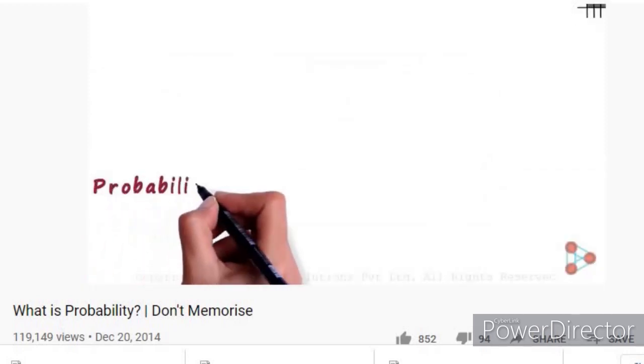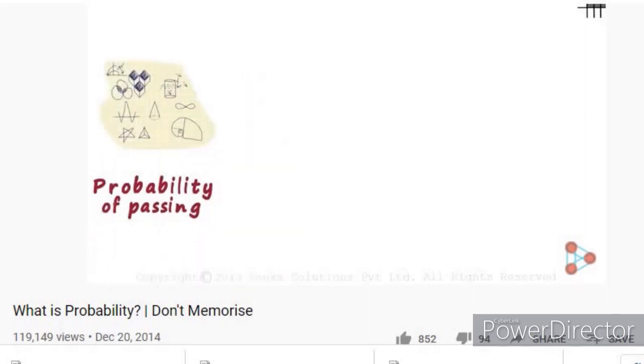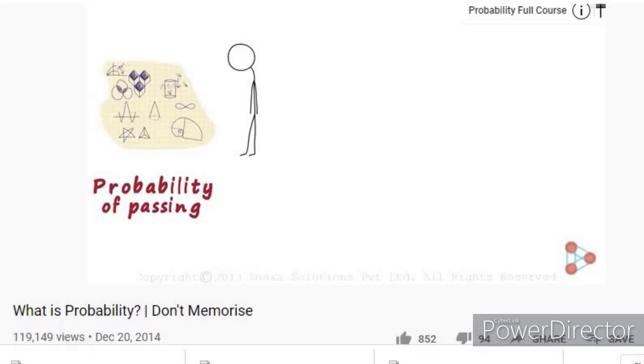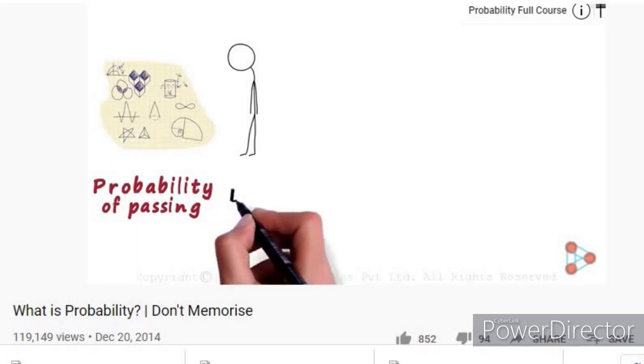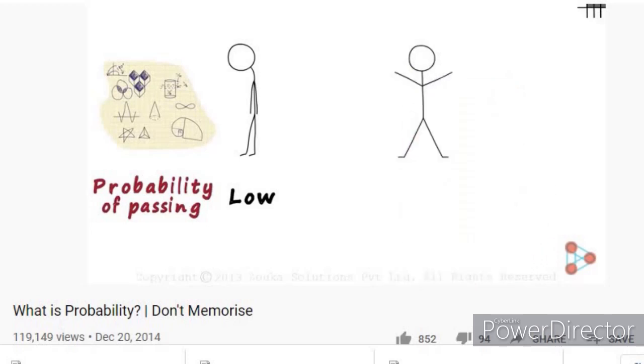3 students were asked about the probability of passing in their mathematics paper. Let's understand their responses. The first student was very sad and said that the probability of his passing was low. The second one was really happy because he felt that the probability of his passing is very high. The third kid was a little confused. He says that his probability of passing is somewhere in between.